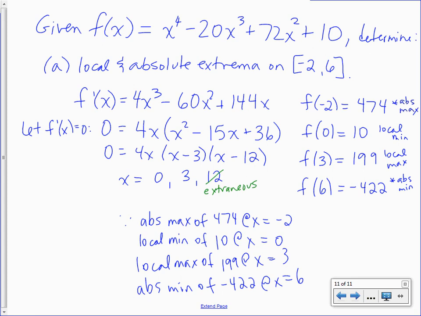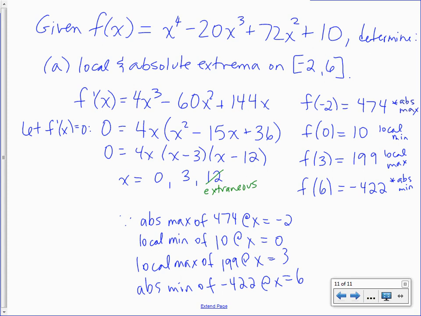Now, if there was no interval, everything would be the same up to here, but 12 would stay in the mix. 12 would still be there. And then you need to do either one of two things. You can either do the second derivative test or an increasing decreasing chart, i.e. the first derivative test, to confirm the max and mins. But the only places that could potentially be maxes and mins would be 0, 3, and 12, because there's no other places that potentially are your max and min.